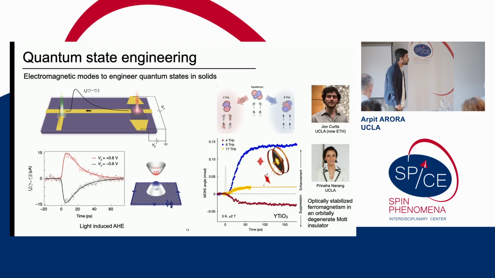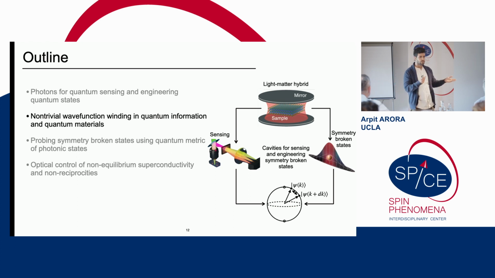And then again, a classical example of atom cavity systems where we can achieve maximally entangled states. Now, when I talk about quantum materials, here is a classical example of how we can generate a symmetry-broken state using light. That's the light-induced anomalous Hall effect in graphene. It's been some time since it was discovered. And very recently, we have shown how we can use light to stabilize a ferromagnetic phase. For example, we have this material, YTiO3, which is a degenerate Mott insulator and has fluctuating spins. So now if we use terahertz to excite the correct phononic mode, we can stabilize this ferromagnetic state. So now we're talking about non-trivial wave functions in quantum information and quantum materials.